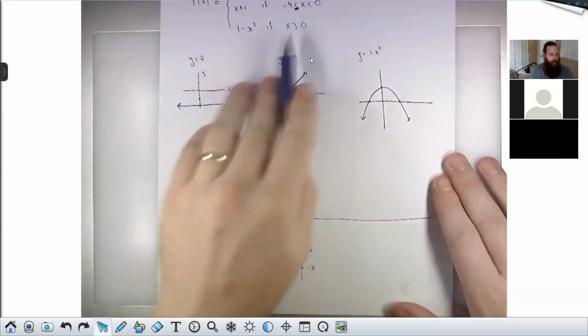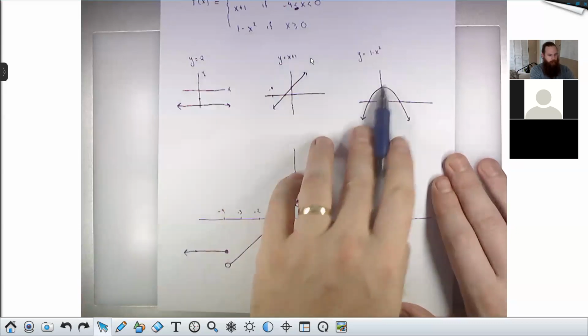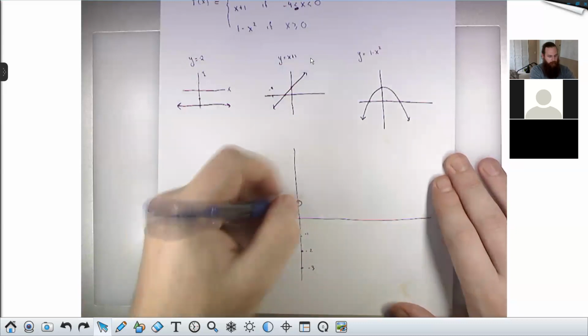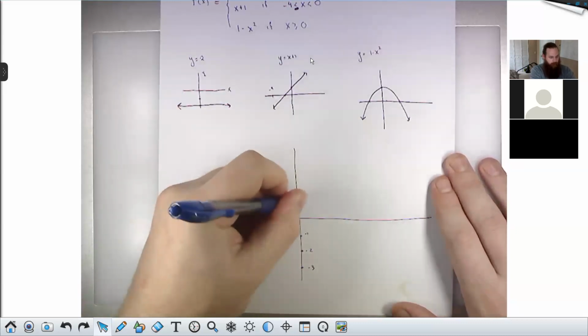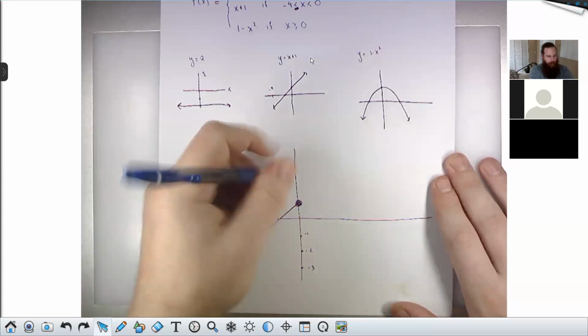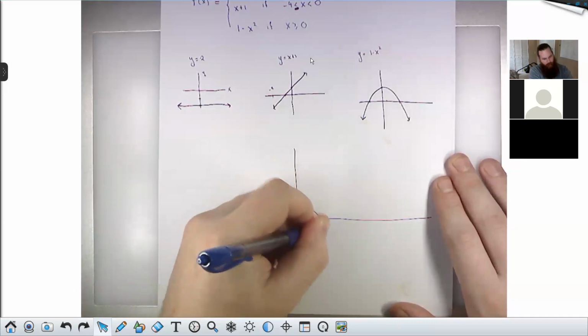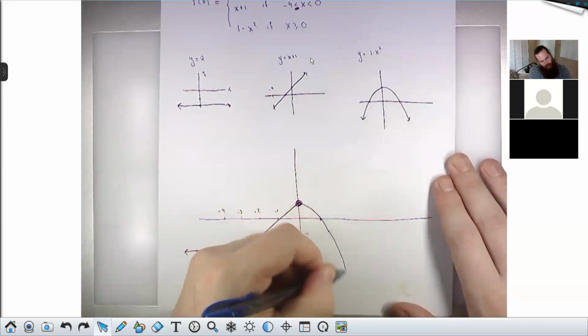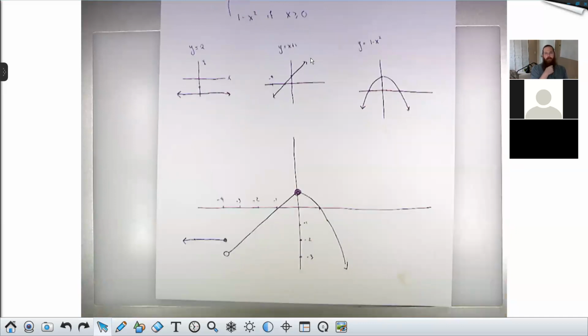And now if x is greater than or equal to 0, my function looks like 1 minus x squared. That's this piece, so I'll take just this piece here. When x is equal to 0, this is 1, so that fills in this hole. And then we'll have our little parabola piece here. So that's what the graph of this function would look like.